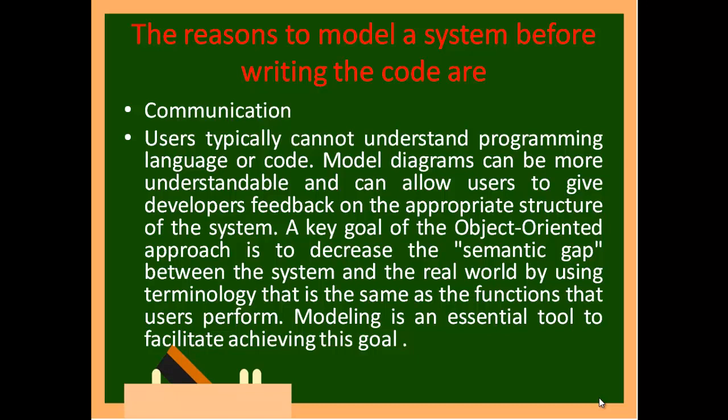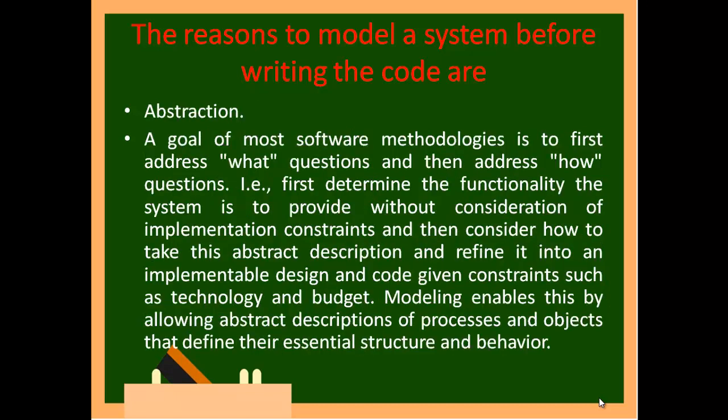The key goal of the object oriented approach is to decrease the semantic gap between the system and the real world by using terminology that is the same as the functions that the user performs. So modeling is an essential tool to facilitate and achieve this goal. So when you split it up into two and three separately, and explain it, showing it on paper, then you will get feedback as well as your goal will be achieved.